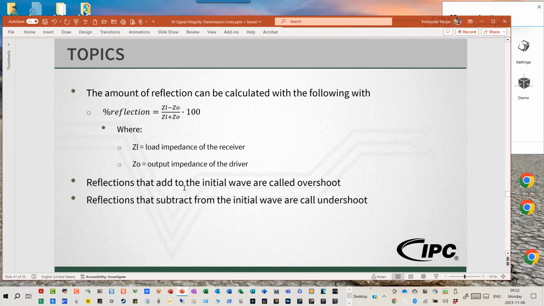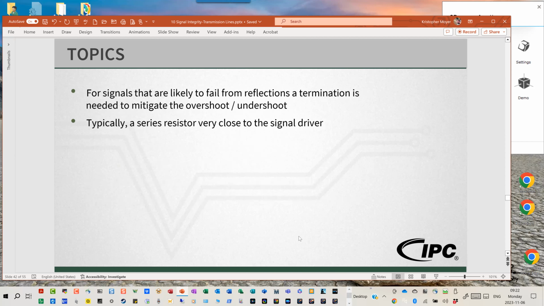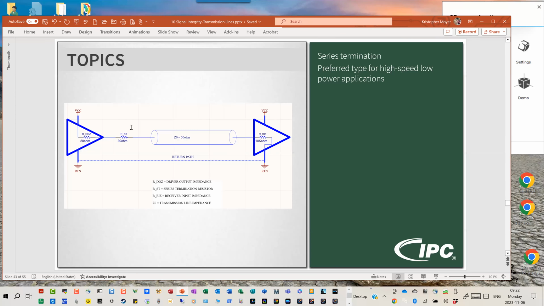Reflections that add to the initial wave are called overshoot, and reflections that subtract from this initial wave are called undershoot. For signals that are likely to fail from reflection, a termination is needed to mitigate the overshoot and undershoot, and typically a series resistor very close to the signal driver.